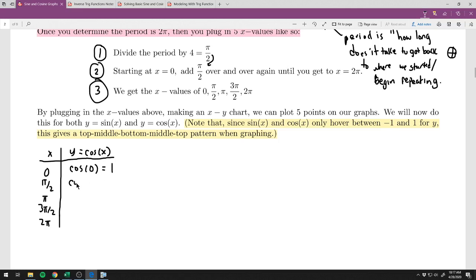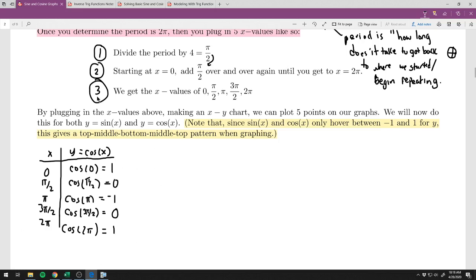Then cosine of pi over 2, the x value at the angle pi over 2 is 0. Then cosine of pi, the x value at the negative x-axis at the angle of pi is negative 1. And then cosine of 3 pi over 2, the negative y-axis, the x value is 0. And when we get back to 2 pi, cosine of 2 pi, since 2 pi is coterminal with the angle 0, it's 1. And if we kept going, we would repeat this pattern. So the next one would be 0, the next one would be negative 1, next one would be 0, next one would be 1, and so on.